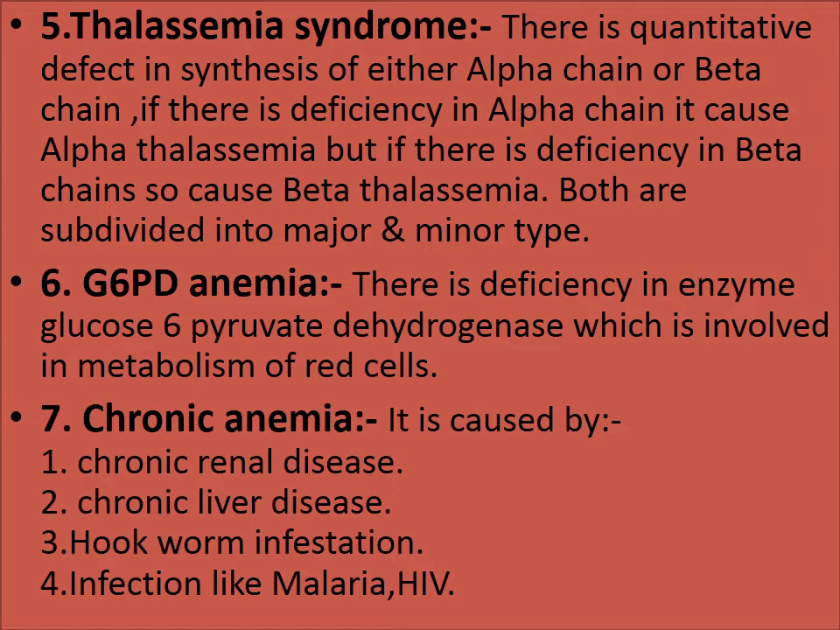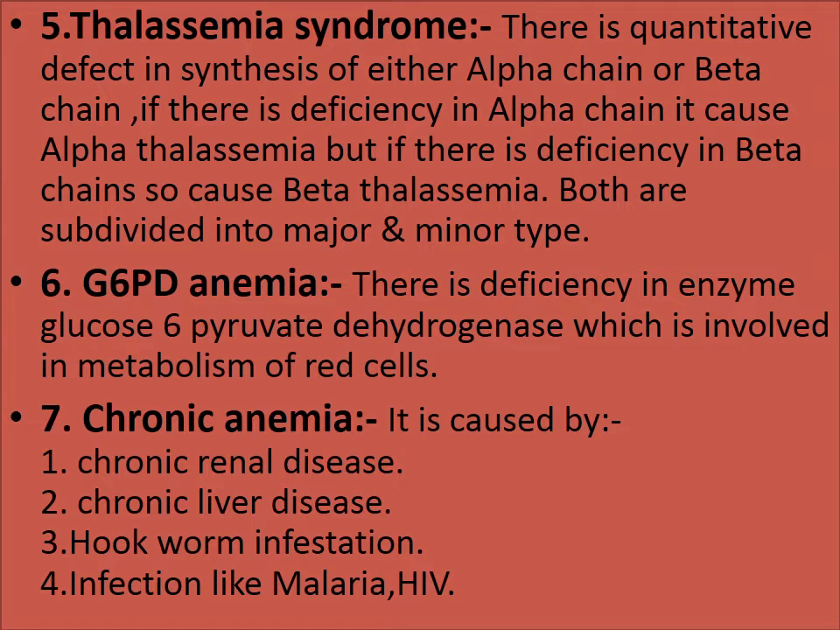Thalassemia syndrome. Here, there is a quantitative defect in synthesis of either the alpha chain or the beta chain. So if there is deficiency in the alpha chain, it causes alpha thalassemia. But if there is deficiency in synthesis of the beta chain, it causes beta thalassemia. Both types can be subdivided into major and minor.